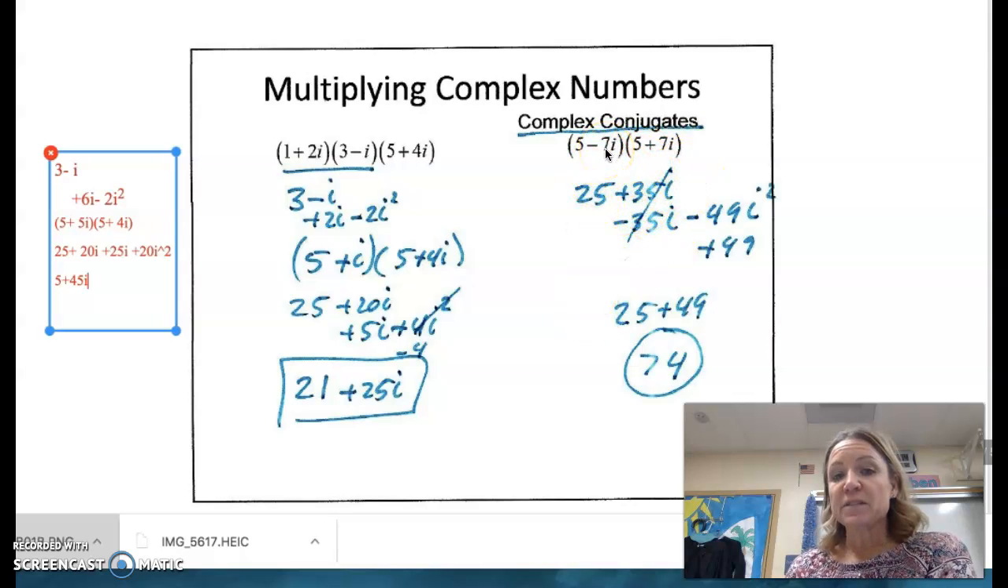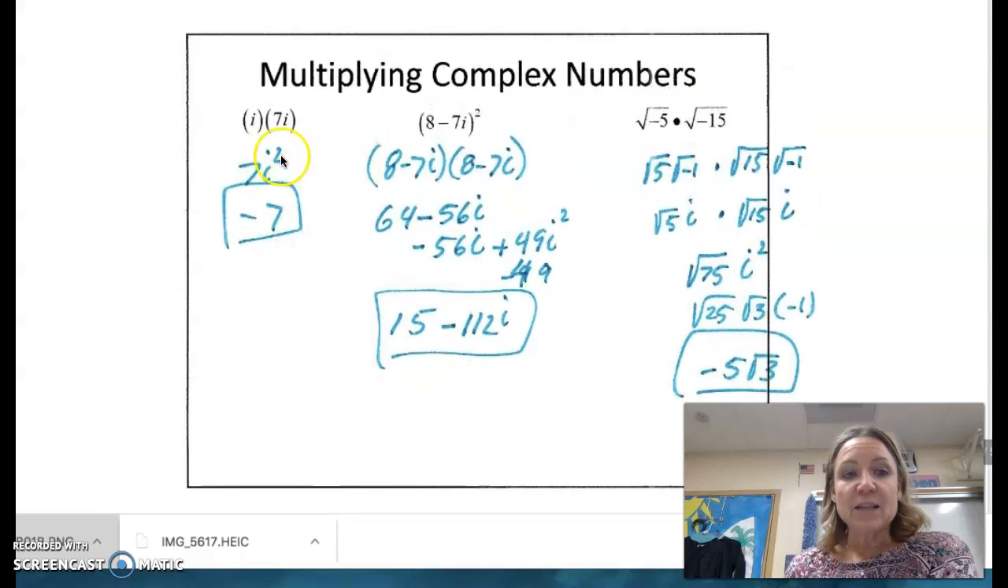And then we have negative 7i times positive 7i, which is negative 49i squared. i squared is negative 1, which makes that positive 49. Combine that 49 with the 25, and you get 74.